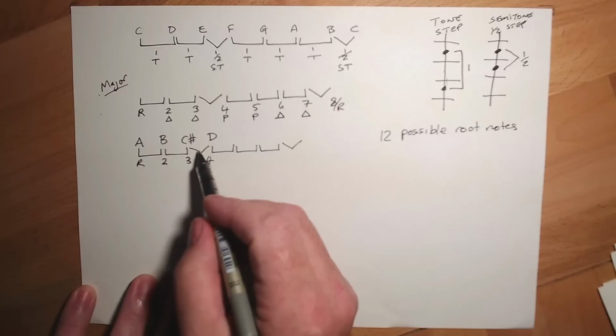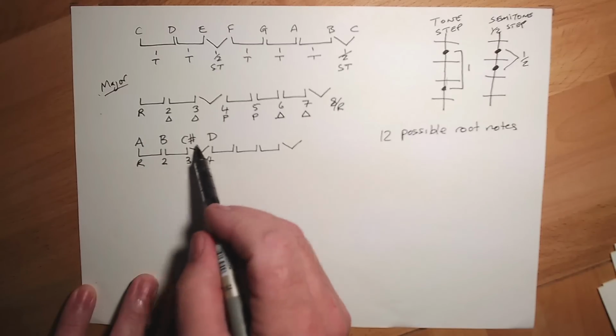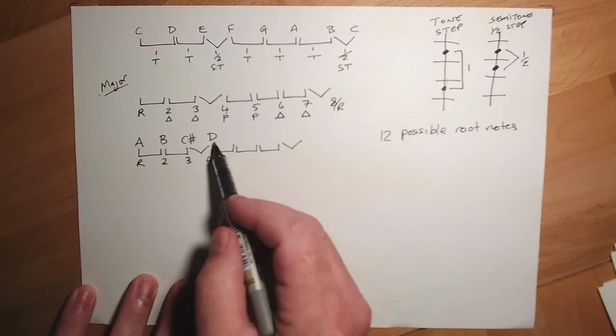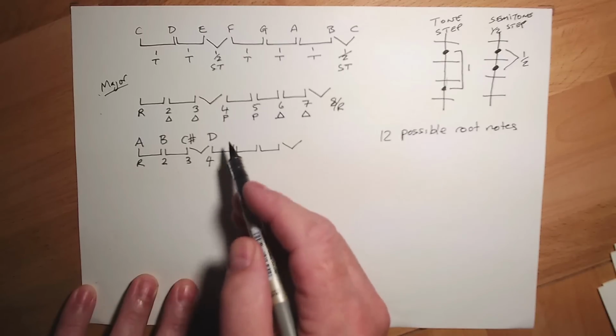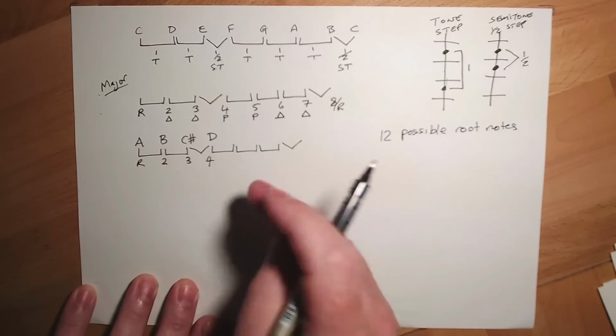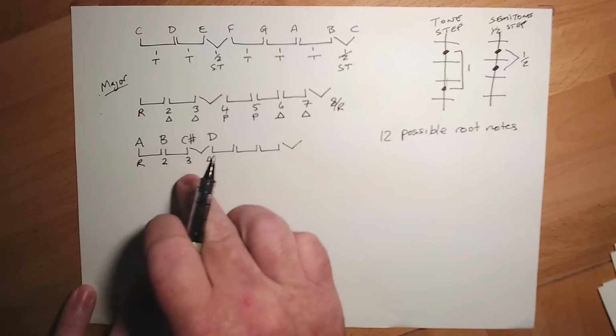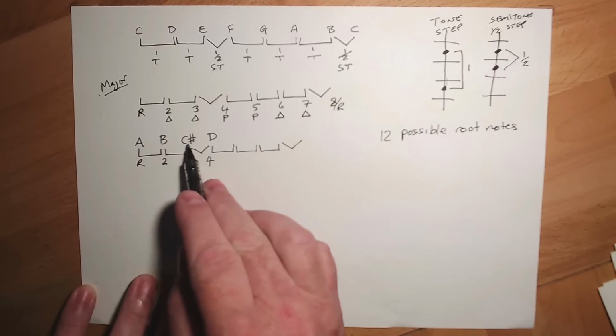Hopefully that makes sense. We get that half step there. None of these letters, like I say, repeat themselves. You're not going to ever have two Ds, a D and a D sharp, or a B and a B flat. You're never going to have that. You only have one instance of each letter name.